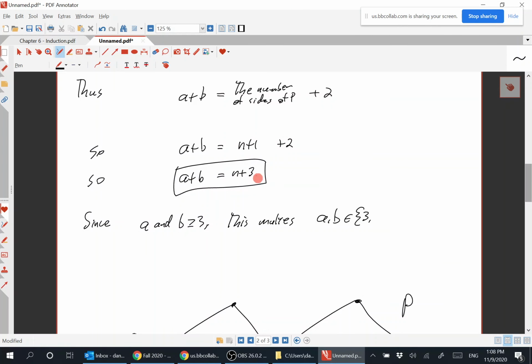A and B add up to n plus 3. Right? And the whole is equal to the sum of its parts. So the whole is n plus 3. A and B, they both add up to n plus 3. A is at least 3. So suppose A was equal to 3. What would B be in that case?